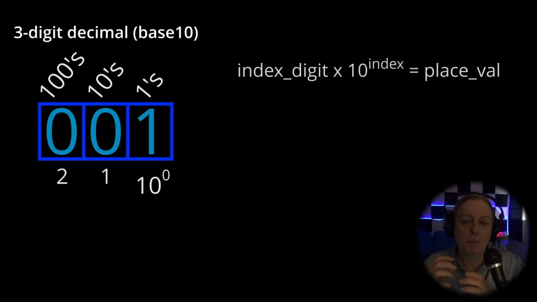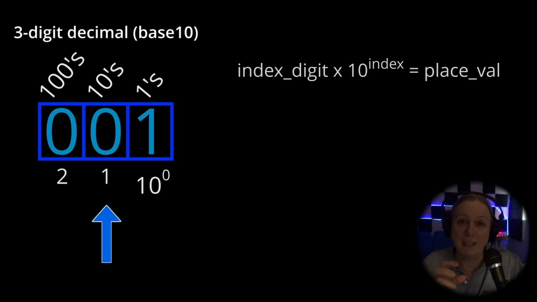So if we multiply 10 to the 0 times the digit which is in that place, we arrive at what that place is contributing to the overall number. Well, because 10 to the 0 is 1, multiplying the digit in that place by 1 is just the digit itself, and that matches up with what we know about the ones place. Whatever the digit is that's there is the value that it's contributing to the overall number.